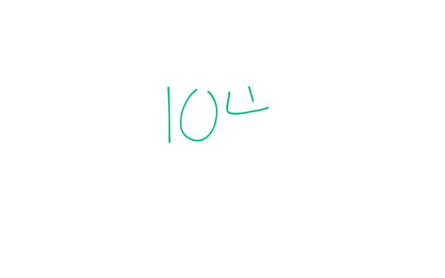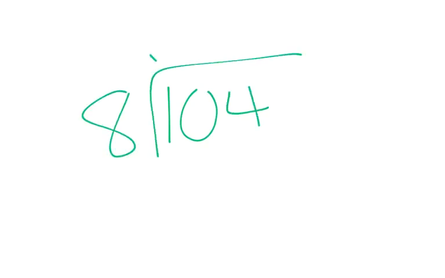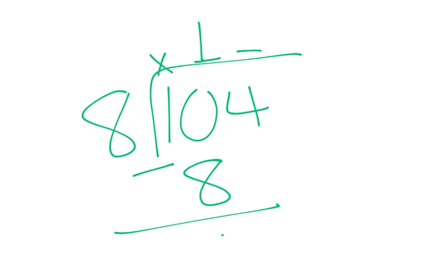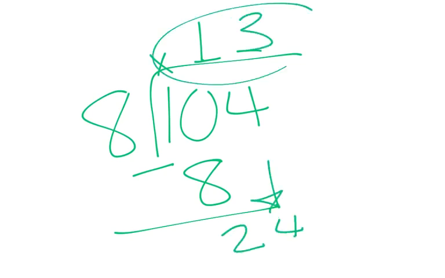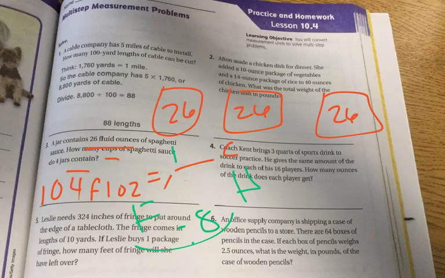104 divided by 8. 8 can't go into 1, but it can go into 10. So I'm going to put 2 dashes there. 8 can go into 10 one time, with that being 8. 10 minus 8 is 2. I subtract. I bring down my 4. 8 can go into 24 3 times, so 13 is my answer. So there's 13 cups of spaghetti sauce.